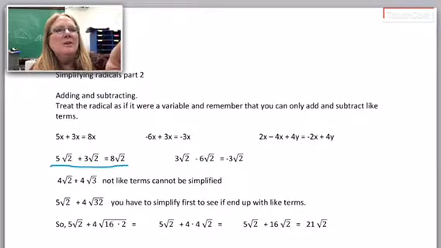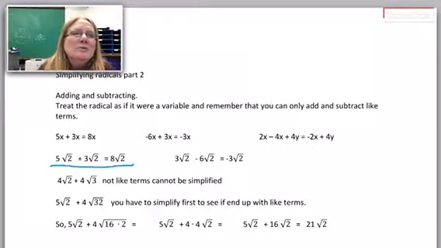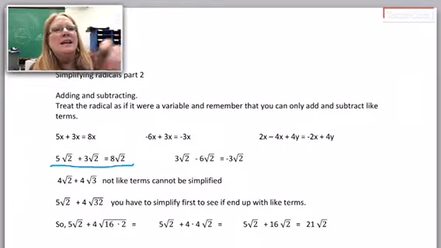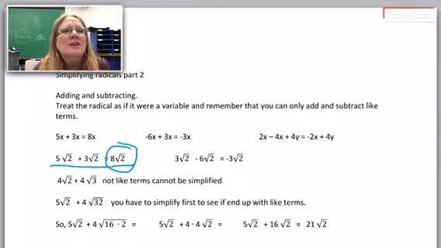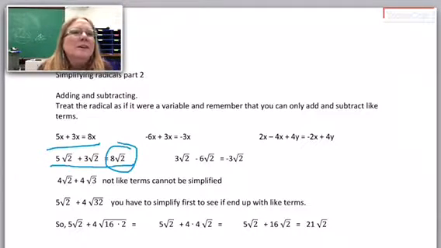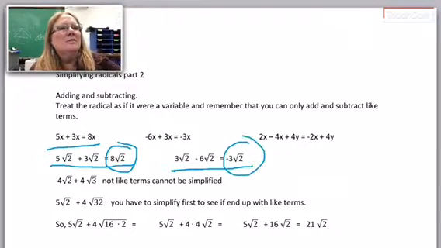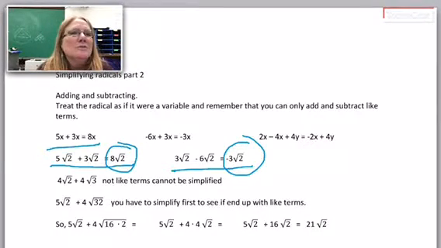So if you look at this problem here, 5 times the square root of 2 plus 3 times the square root of 2, you add the coefficients and you get 8 square root of 2. Just like the problem ahead. Okay, and then you have 3 times the square root of 2 minus 6 times the square root of 2. The square roots are like terms, so you're just going to work with the coefficients. 3 minus 6 is negative 3, and so your final answer is negative 3 times the square root of 2.